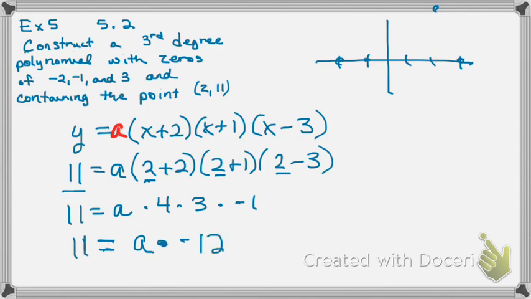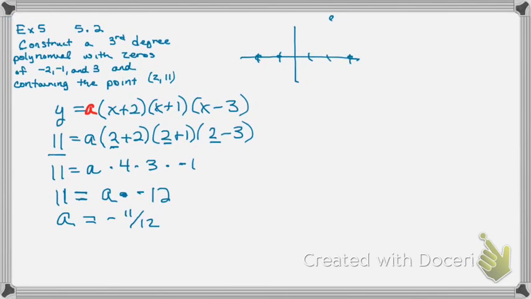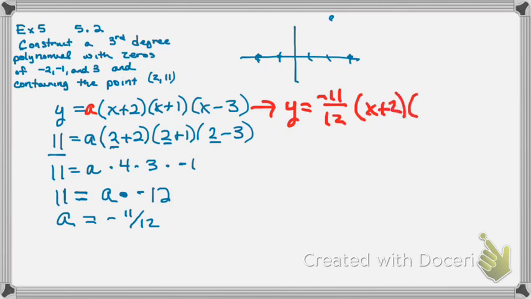All right, so if I solve for a, what am I going to get? Remember, the x always goes on the bottom, so -11/12. So there's my value for a. Okay. So if that's my value for a, now I'm going to rewrite this thing. Now y is equal to, what was it, -11/12 times (x plus 2) times (x plus 1) times (x minus 3).